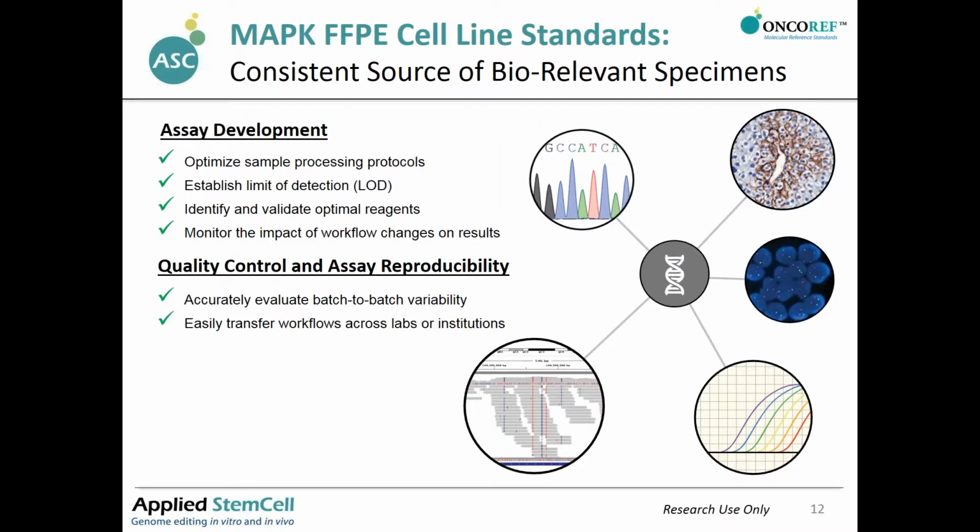There are a number of reasons that you might want to employ reference materials in assay development, and I've listed a number of those here on the left-hand side. Some simple ones are simply for optimizing a number of protocols associated with assay development, whether that's identifying and optimizing your reagents, whether that's primers and probes, or library preparation procedures for next-generation sequencing. They can also be useful as materials for establishing limits of detection, as well as a number of quality control and assay reproducibility applications. One thing that I want to quickly mention here is that all of these reference standards that we're developing at Applied StemCell are for research use only.